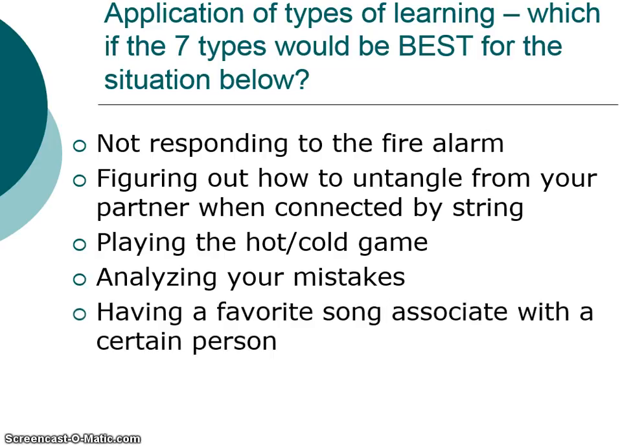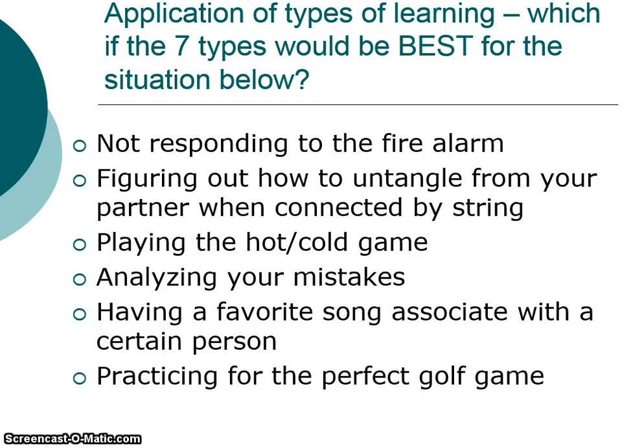Having a favorite song associated with a certain person, okay, that's going to be classical conditioning. The song starts out as the neutral stimulus, and hopefully if it's a person you like, they make you feel a certain way, so the person would be the US, and your feeling would be the UR. And then after I match the person with the song over and over again, I get the feeling when I just hear the song. Very much like the Iowa Fight Song example that we did in class.